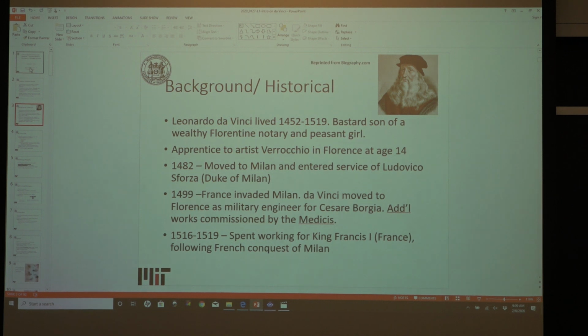And at this time, this is around the Renaissance era in Italy. Florence was the location where a lot of the great masters of the day, Michelangelo, Raphael, that part of Italy was where a lot of both artistic work as well as engineering work was being performed at the time. One of the things we'll talk about is at that time there was a lot of interwarring between factions within Italy. So in 1482, he moved to Milan and he entered the service of the Duke of Milan.